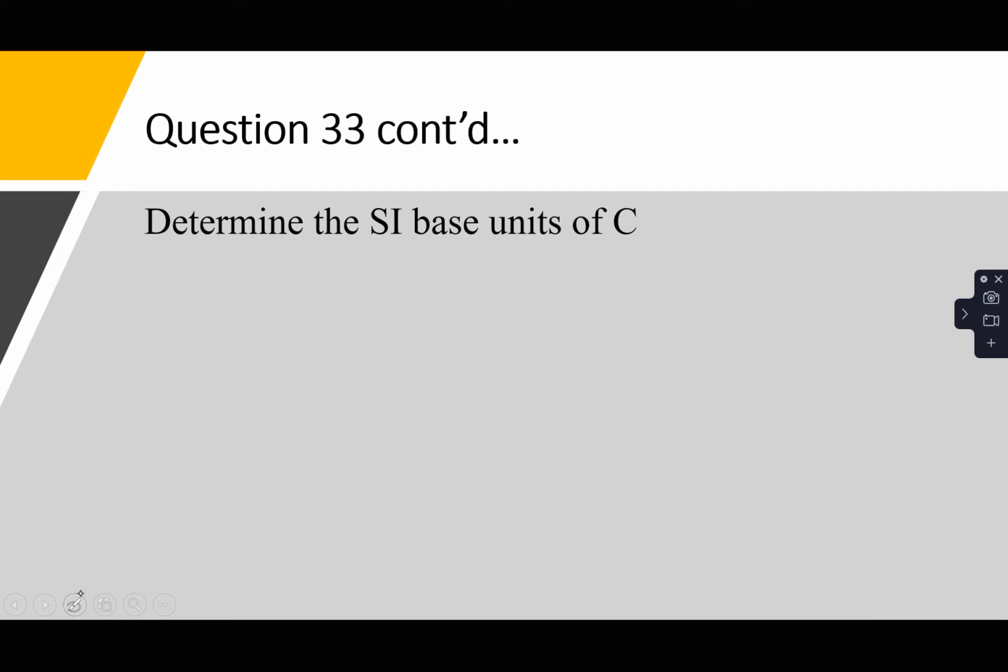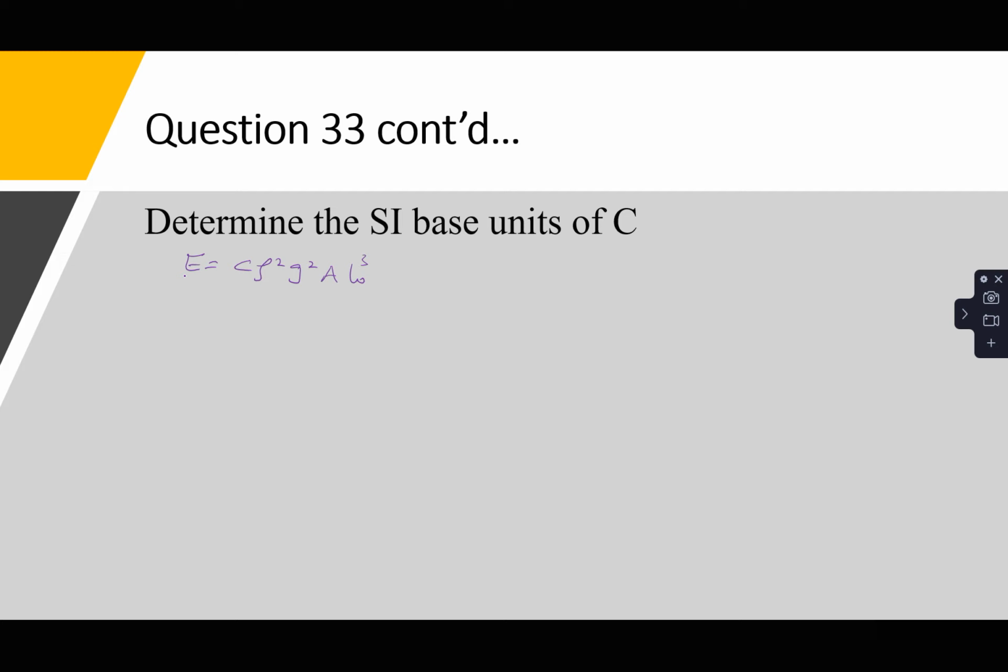Determine the SI base units of C. Maybe just write here the expression that we need. Energy has been given as C times rho squared times G squared times cross-sectional area times L naught cubed on the previous slide.